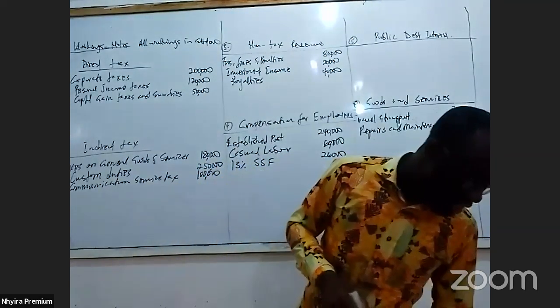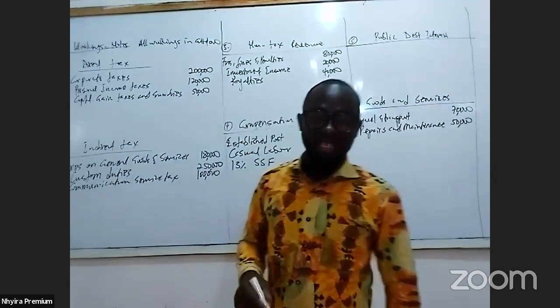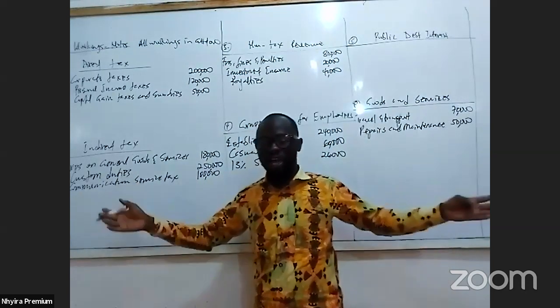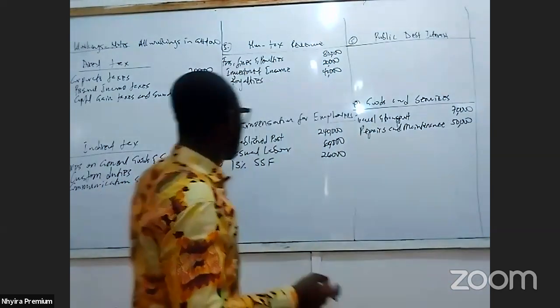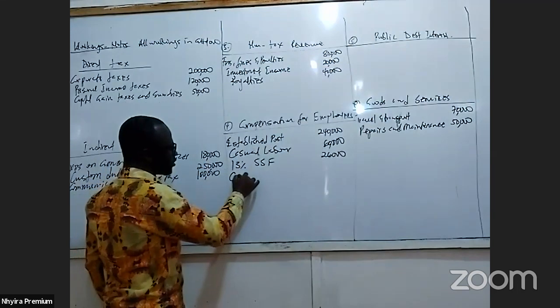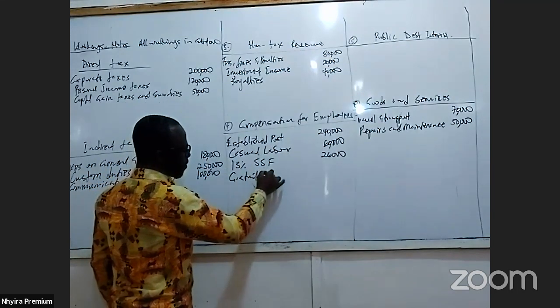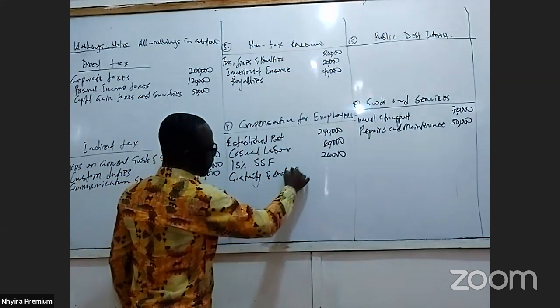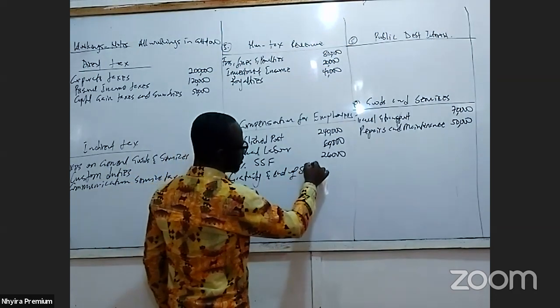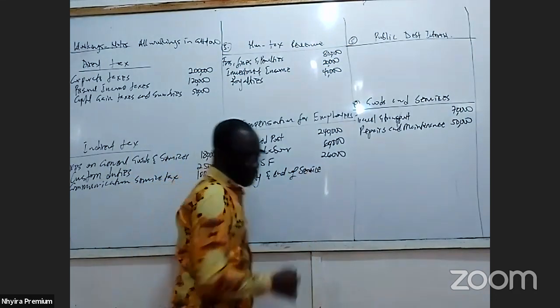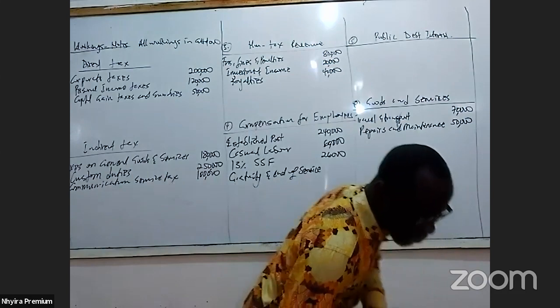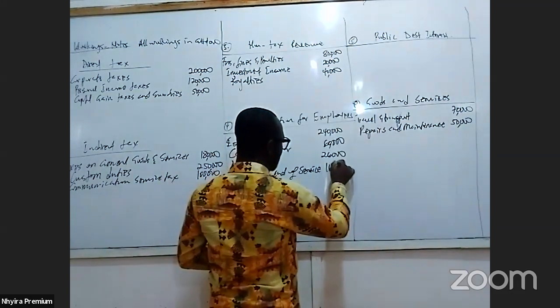The next one, gratuity and end of service benefits. Gratuity and end of service benefits. That is also part of compensation to employees. Gratuity and end of service benefits, and that is 168,000.